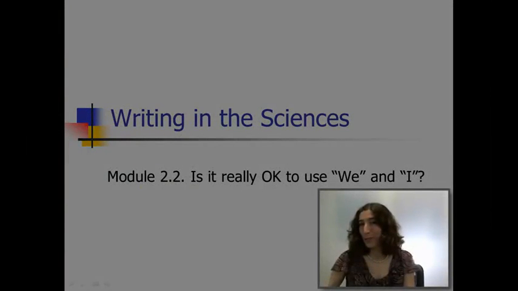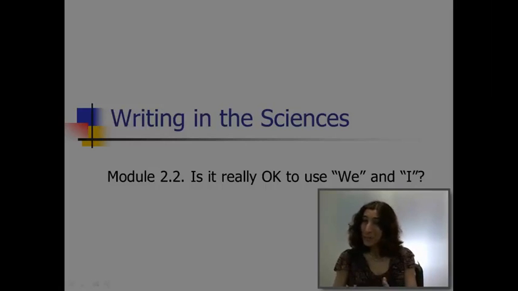So as I was going through the slides in the last module on the active voice, I might have raised a question for some of you that you might want me to address. Whenever I talk about the active voice, I always get the question from students, well, I've been told that I'm not supposed to use we or I. I'm not supposed to use personal pronouns in my scientific manuscript. And of course, to use the active voice, often you need to use we or I.